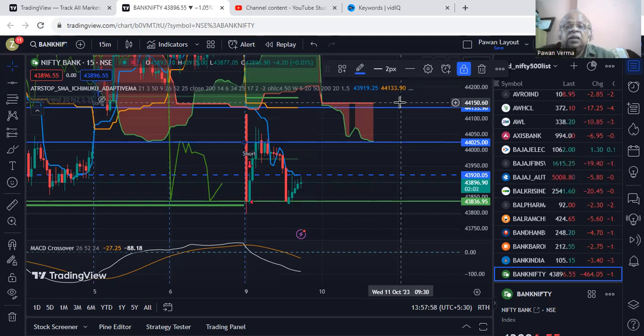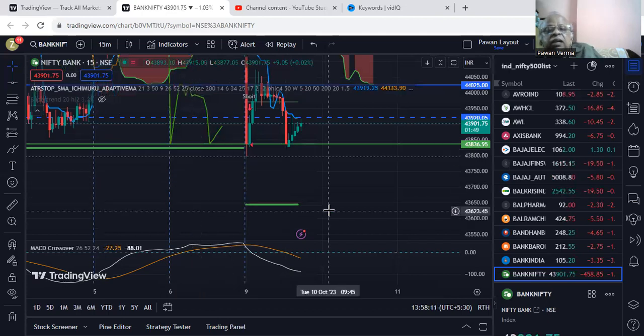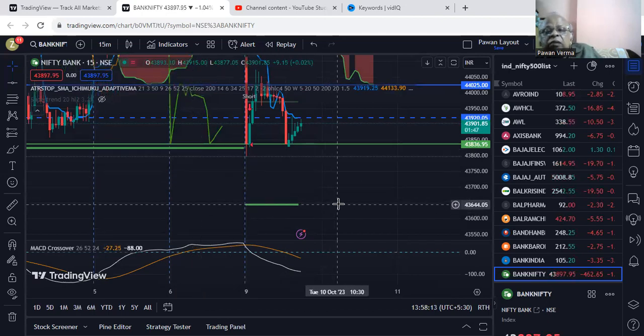43,836. So whenever the index value is traded below this level, then we will further see that the index will move down to the level of 43,644. So friends, this is the analysis of the 15-minute chart.